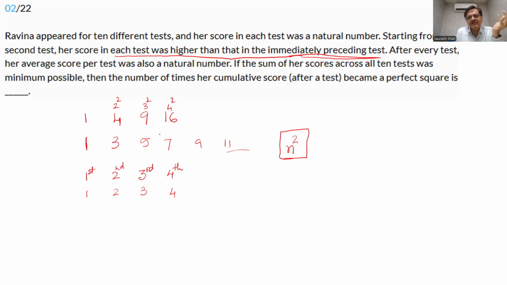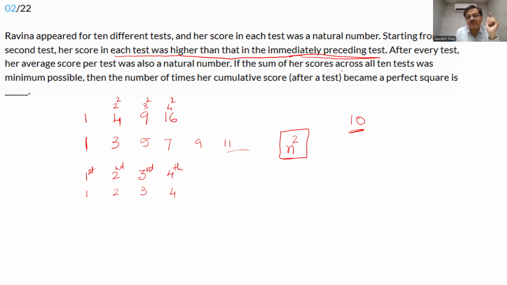So it is a very simple thing. All the cumulative scores will always be a perfect square. She has taken 10 tests, so all the 10 cumulative scores will be a perfect square. All you need to do is enter 10 as your answer. Your answer is 10.